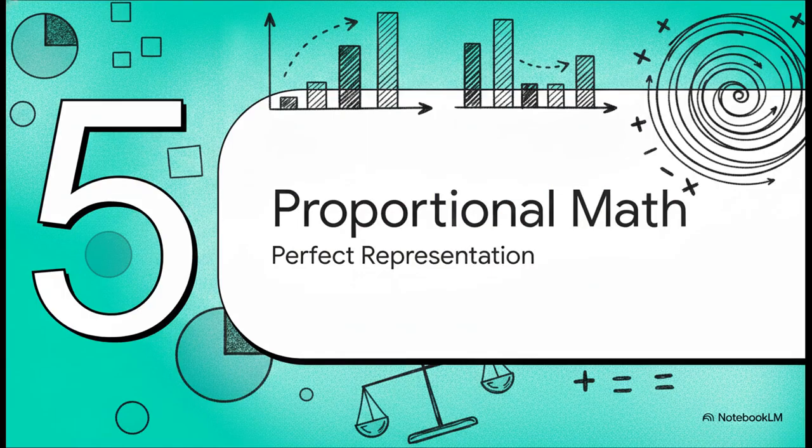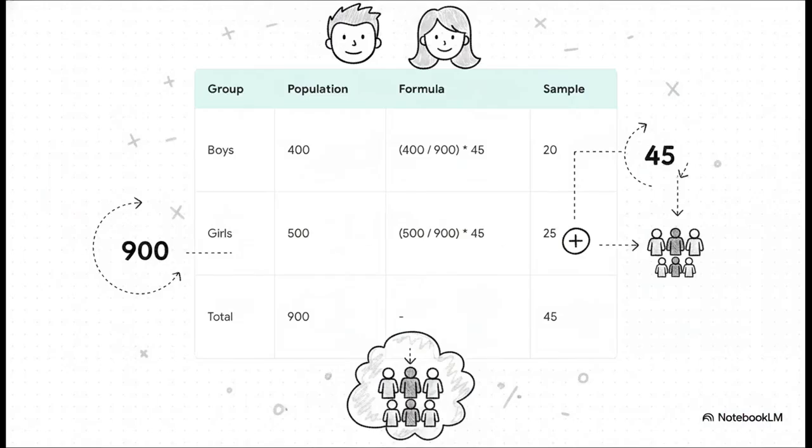Which leads us perfectly into our final segment, Section 5, Proportional Math in Action. To actually make this layered method work in the real world, let's unpack the math behind it. Don't worry, it's pretty straightforward. We have our total population of 900 students. Applying our 10% rule, we'd normally want 90, but let's say for this specific survey, we only need a smaller sample size of 45 students total.